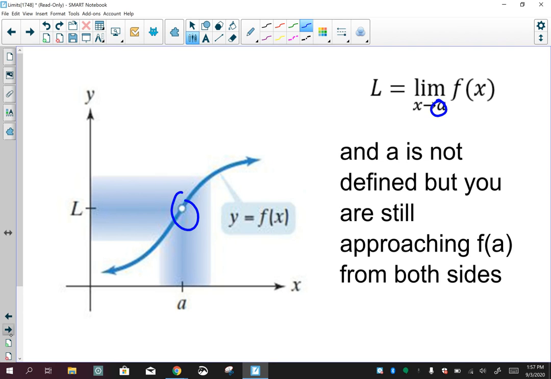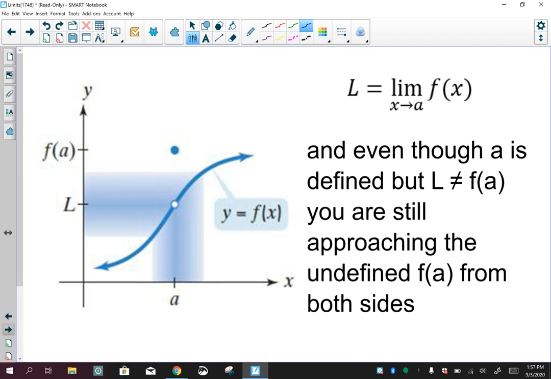Okay. The third way is where it is defined. So your X value is defined. I actually have a Y value to go with that X value, but it's just not on that graph.